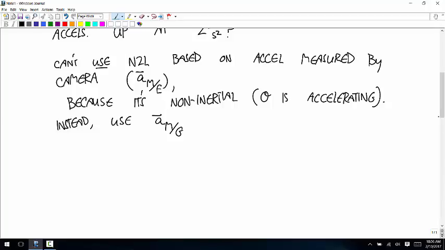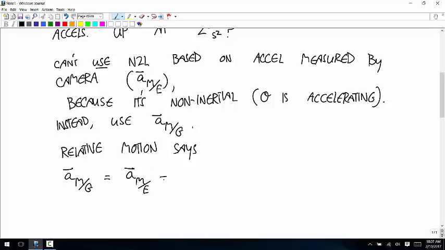So relative motion says the acceleration of the mass relative to the ground is equal to the acceleration of the mass relative to the elevator plus the acceleration of the elevator relative to the ground. This is the one that is given in the problem to be 0, positive 2 meters per second squared.